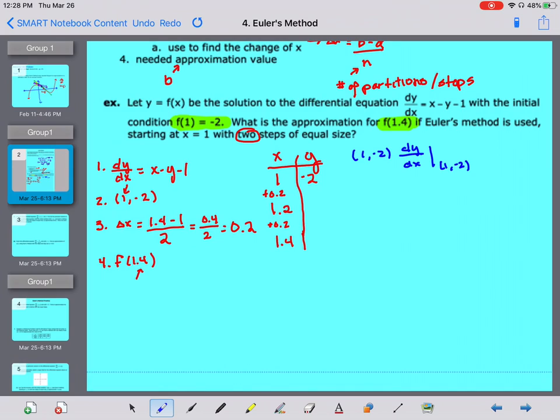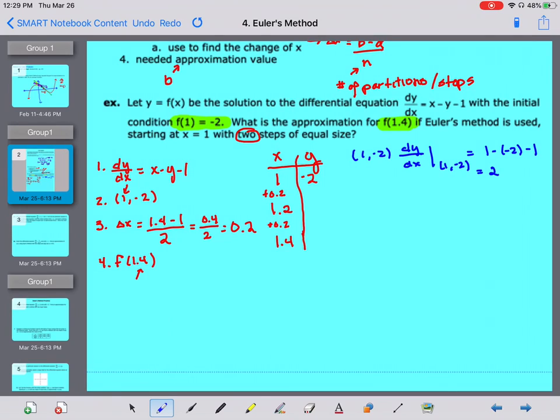And all we're going to do is plug those values into the appropriate x's and y's in our differential equation. So our differential equation was x, so 1 minus my y value, which was -2, minus 1. Now all I'm going to do is calculate that. So 1 minus -2 would give me 3. 3 minus 1 would give me 2.